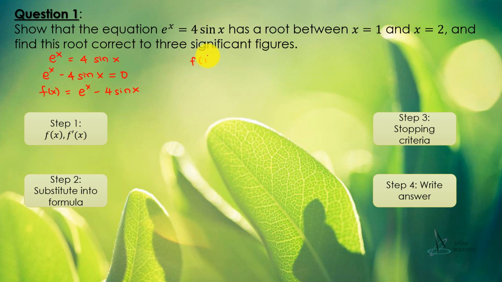Firstly, substitute with 1 first. f(1) is e^1 - 4 sin 1. Don't forget, the mode of your calculator should be in radian because we have some trigonometric function. So this is negative 0.648. We're going to do the same thing for f(2). So this is e^2 - 4 sin 2. So this is 3.752.